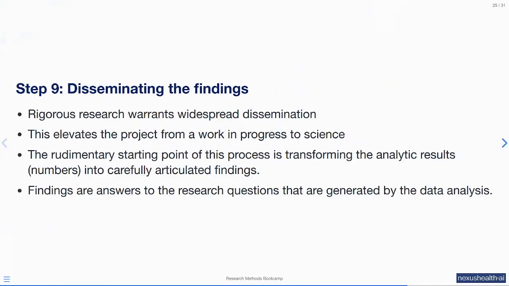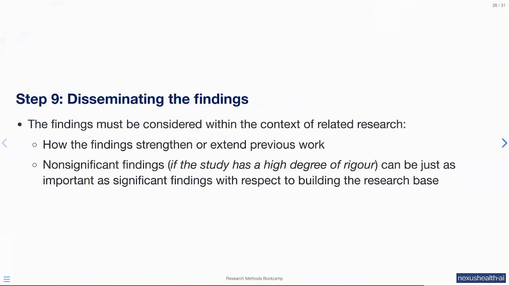And the ninth step is to disseminate the study findings. Rigorous research warrants widespread dissemination. And this elevates the project from a work in progress to true science. The rudimentary starting point of this process is transforming the analytic results into carefully articulated findings. Findings are answers to the research questions that are generated by the data analysis.